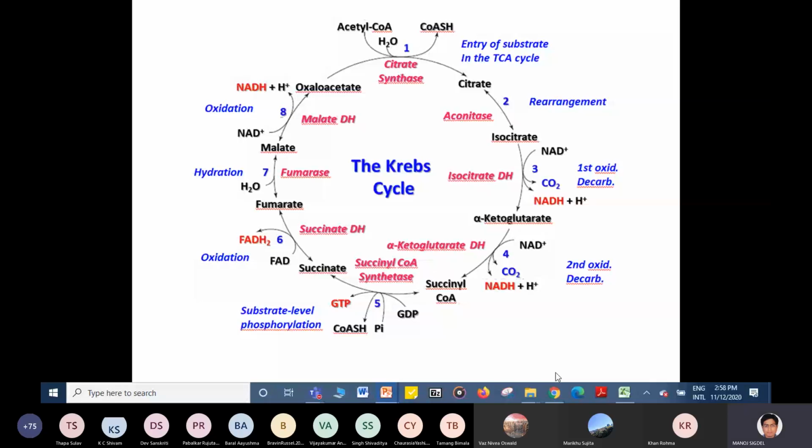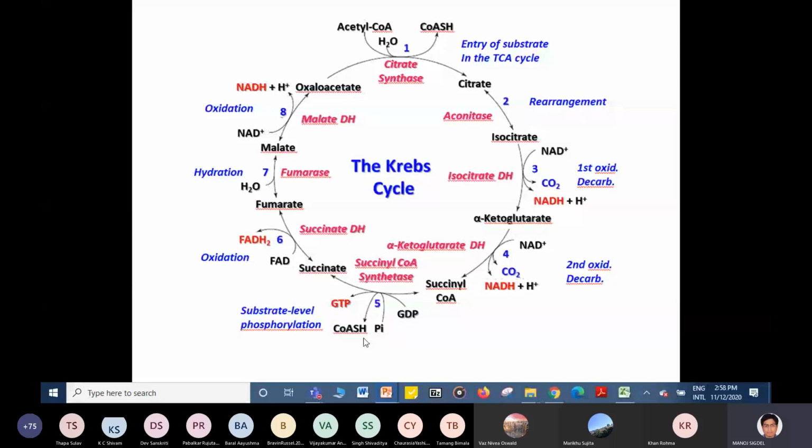How many FADH2? 1 FADH2. And how many ATPs are formed directly? 1 GTP is formed, which is equivalent to ATP. That means if you calculate according to the old concept, from 1 NADH, 3 ATP will be produced, and from 1 FADH2, 2 ATP will be produced.